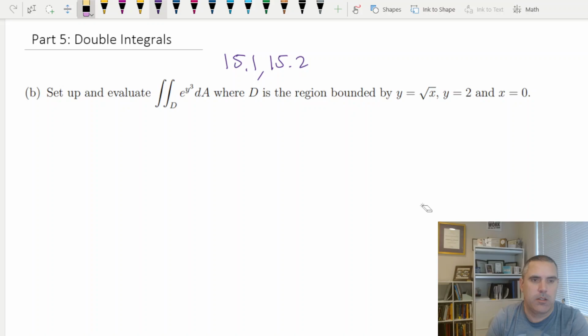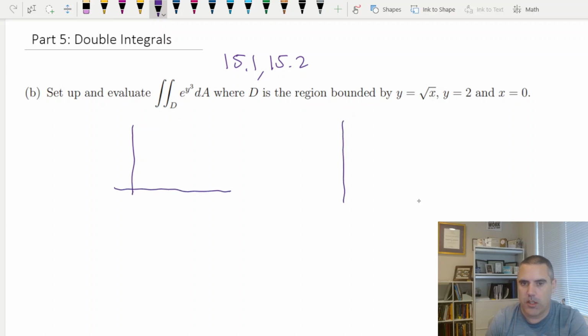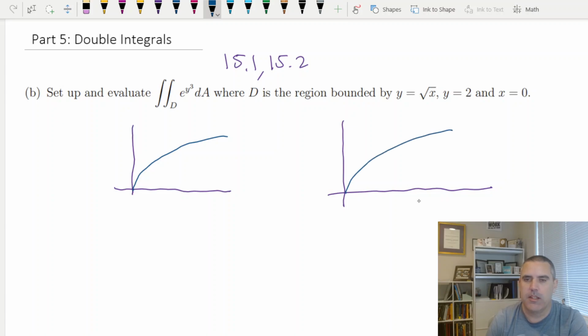Okay, so given a problem, your first step is to draw this. Now I'm going to draw it twice. You don't need to draw it twice, but I'm going to draw it twice for explanation reasons. Okay, so I'm going to draw y equals the square root of x. I'm going to draw y equals 2, all the points where y is 2. That's up here. And x equals 0. That's this side. Okay, there's the region.